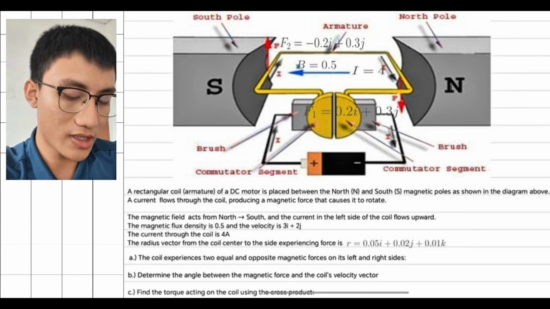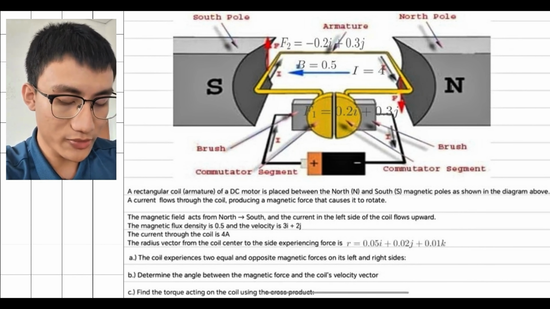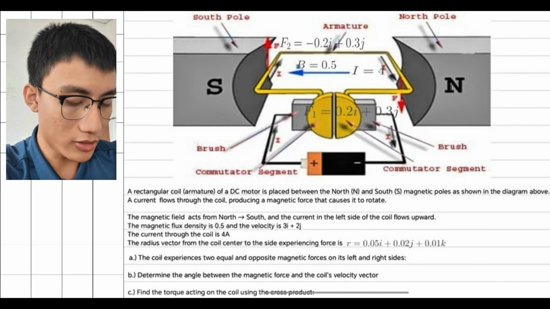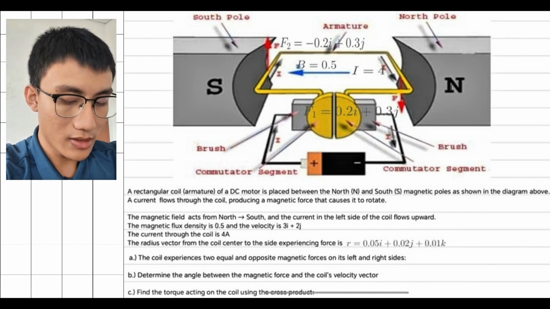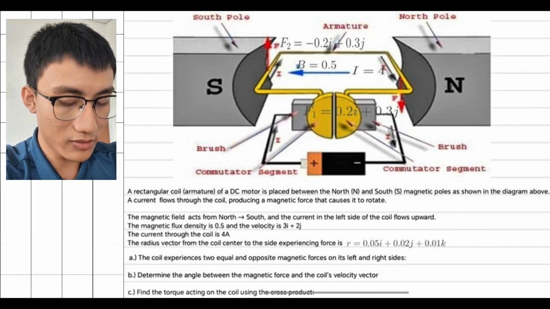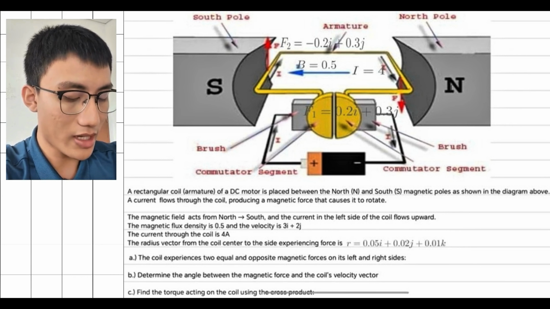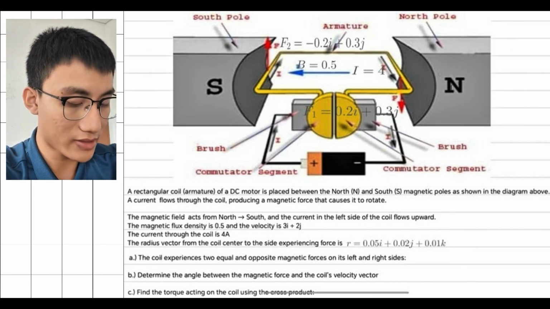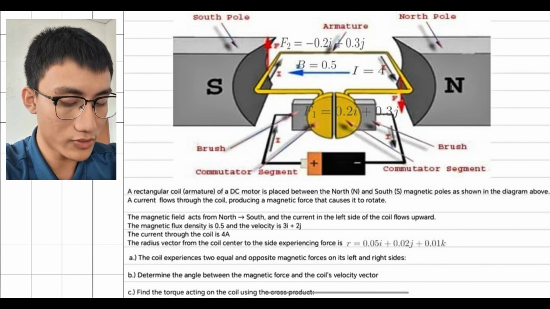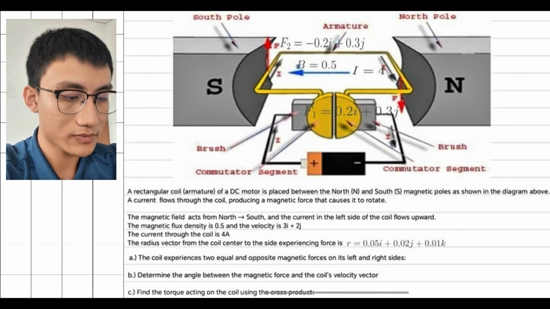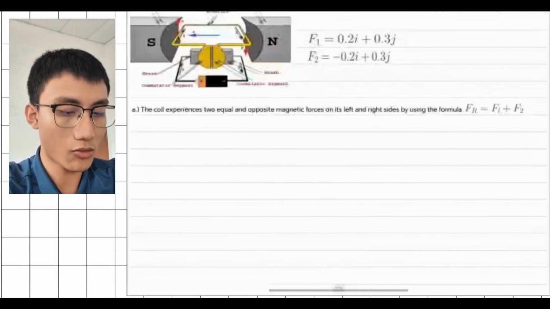So now the question is: A, the coil experiences two equal and opposite magnetic forces on its left and right sides, find the resultant force. B, determine the angle between the magnetic force and the coil's velocity vector. And lastly, C, find the torque acting on the coil using the cross product. So now let us look at question A.